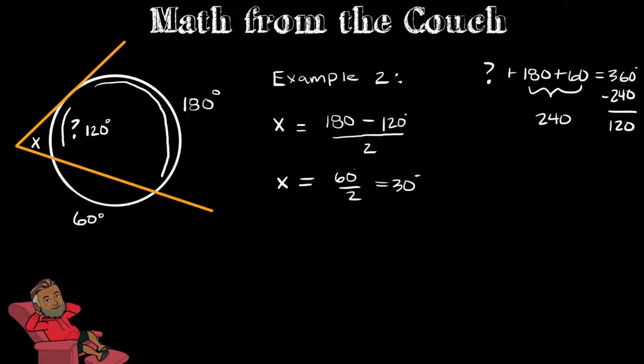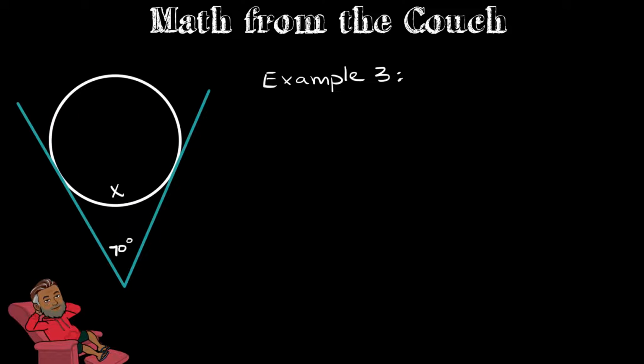All right, moving on to example number 3. Example 3, we've got 2 tangent lines this time, and they intersect to form that 70-degree right angle right there. And we have our arc that bends away from our angle, and then we have our arc that bends towards our angle. This time, we don't know what this is, but you'll notice that there are 2 arcs total.